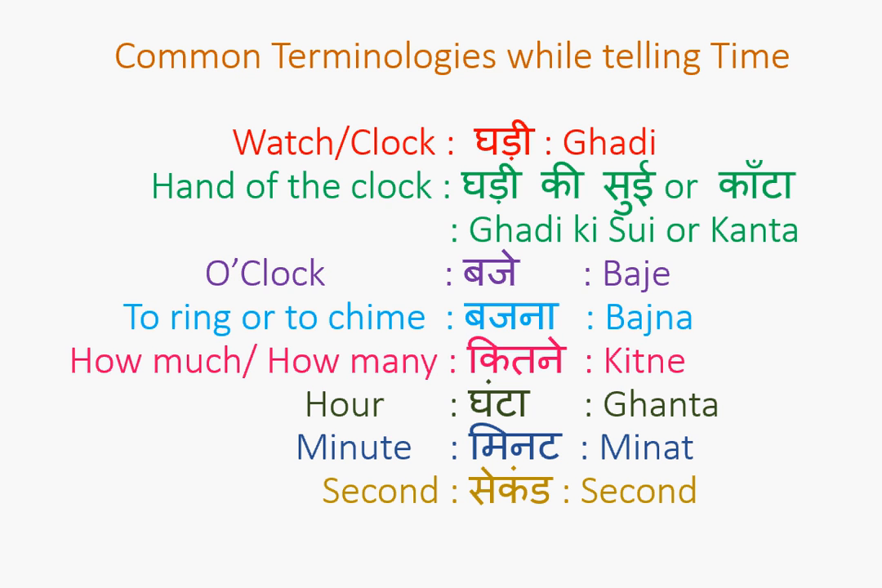Yeah? So let's quickly revise. Watch is called ghadi. Ghadi is watch or clock. Clock is ghadi in Hindi. Hand of a clock is ghadi ki sui. Ghadi ka kaanta. Kaanta. O'clock means baje. 9 baje, 9 o'clock. 10 baje, 10 o'clock. 3 baje, 3 o'clock. Bajna, to ring or to chime. Kitne, how much, how many.